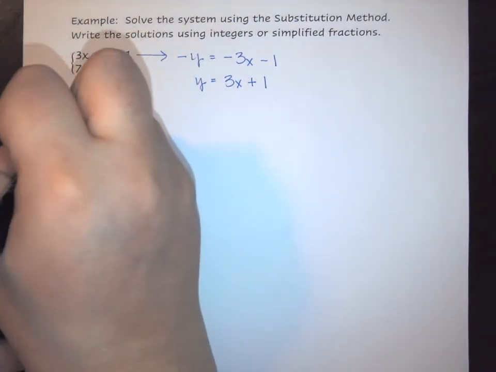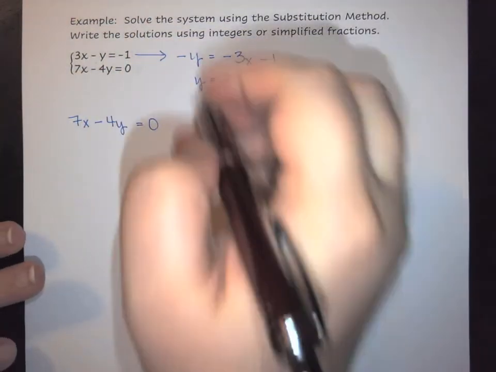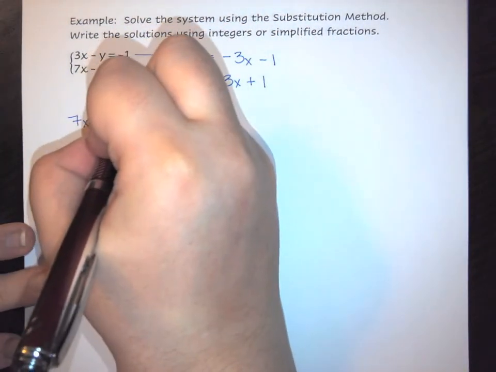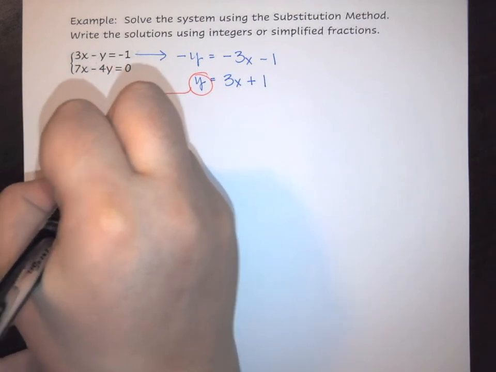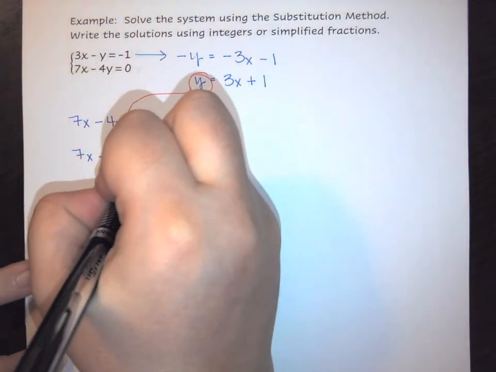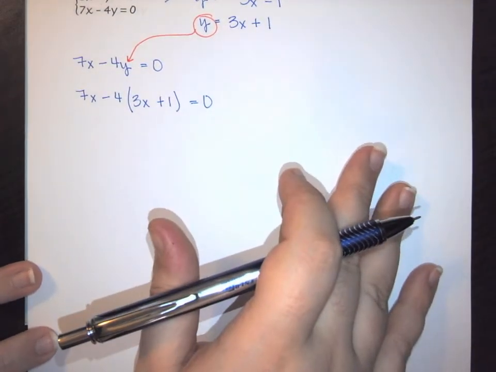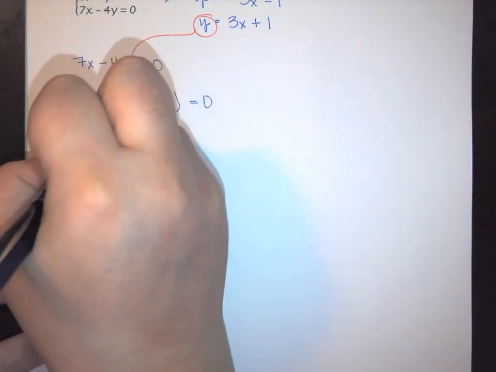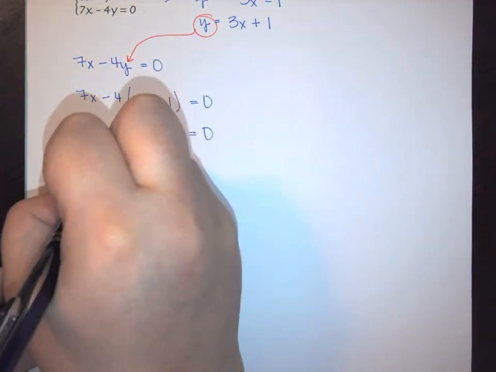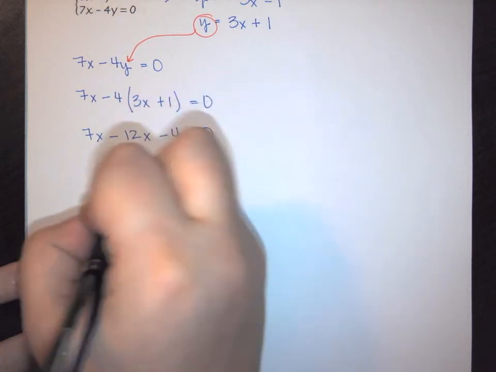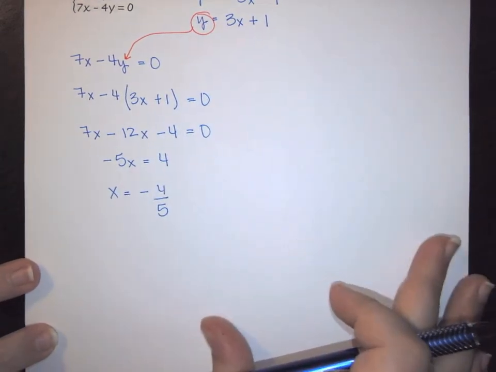Now I'm going to use my second equation, 7x minus 4y equals 0. I'm going to take this y that I just solved for and input it into my equation. So here this is going to become 7x minus 4 times (3x plus 1) equals 0. Here I'm going to solve for my x. So in this case, 7x minus 12x minus 4 equals 0. Negative 5x is equal to 4, so x equals -4/5. So there again is your first solution.